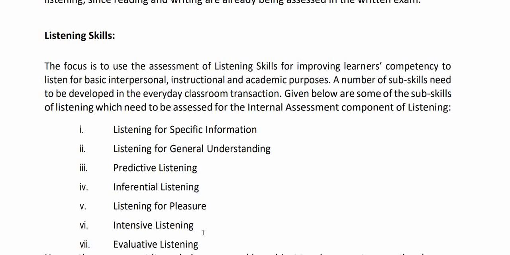Listening for pleasure, that means enjoying the listening. Intensive listening and evaluative listening. Intensive listening is actually where you listen to a lot of information and you deduce exactly what is needed. If I say skim and scan for reading skills, then definitely intensive listening is to listen widely and take out only the main chunks for understanding. Evaluative listening is from the listening, what do you understand, what result do you take from there.